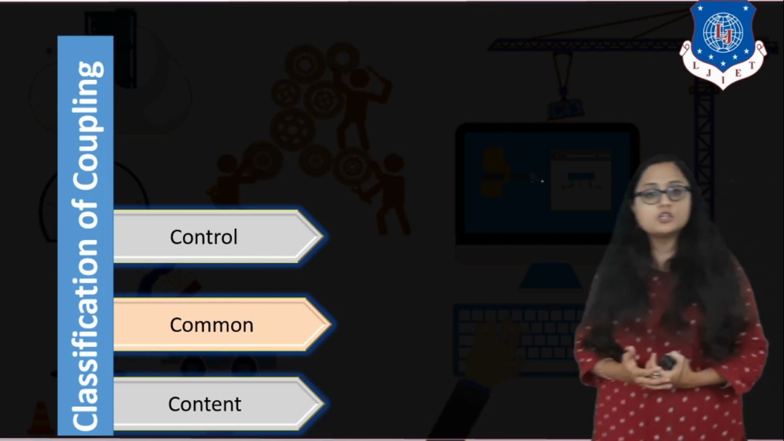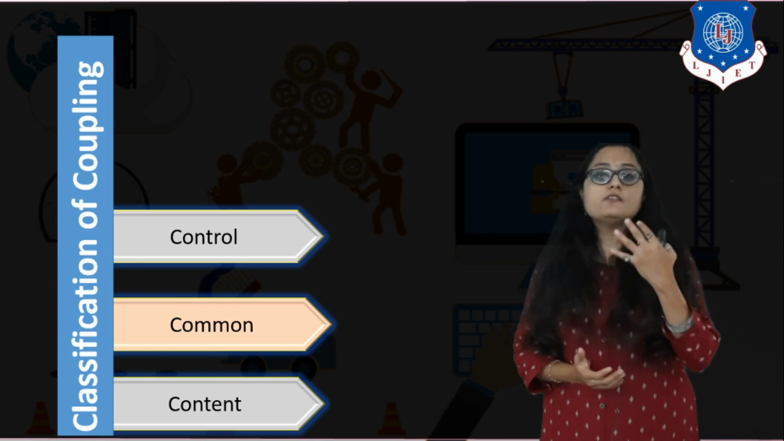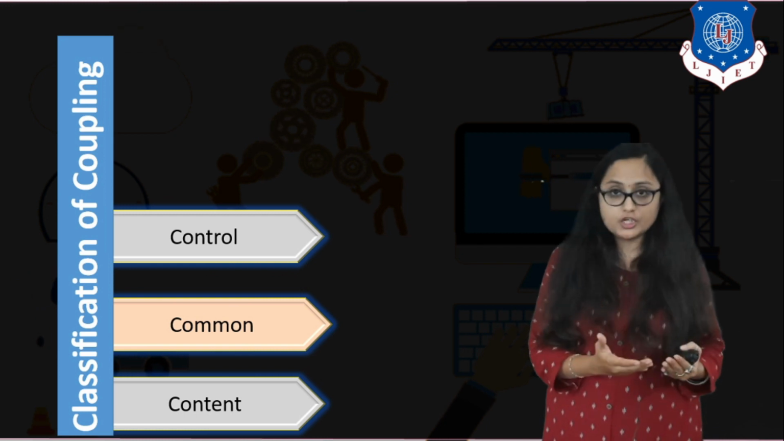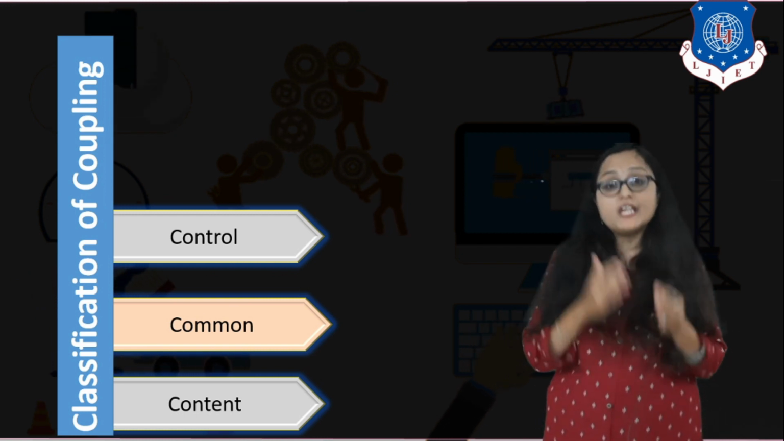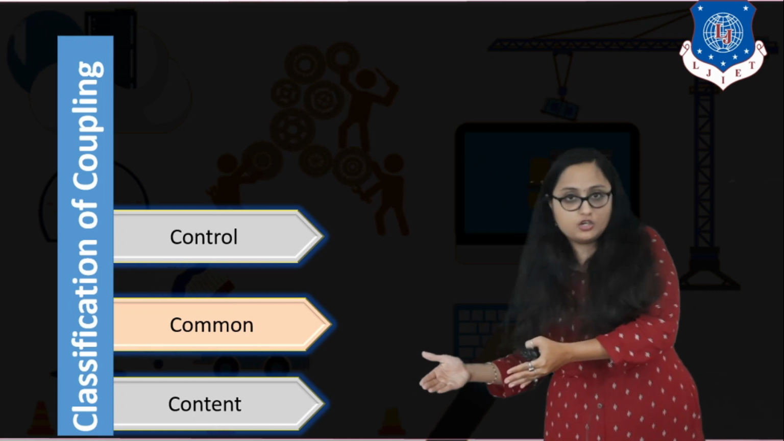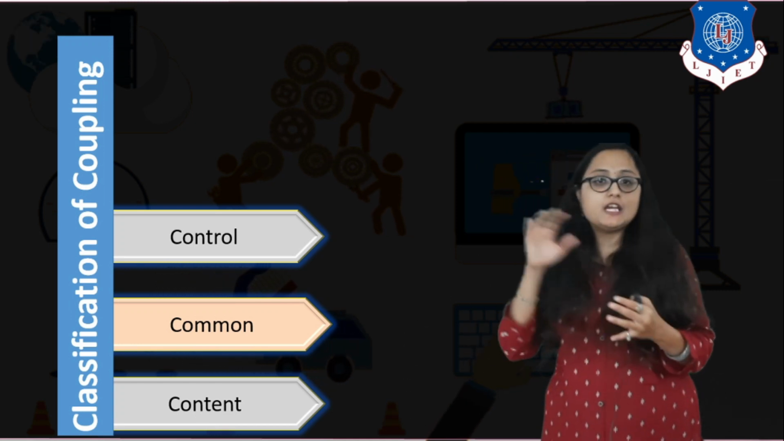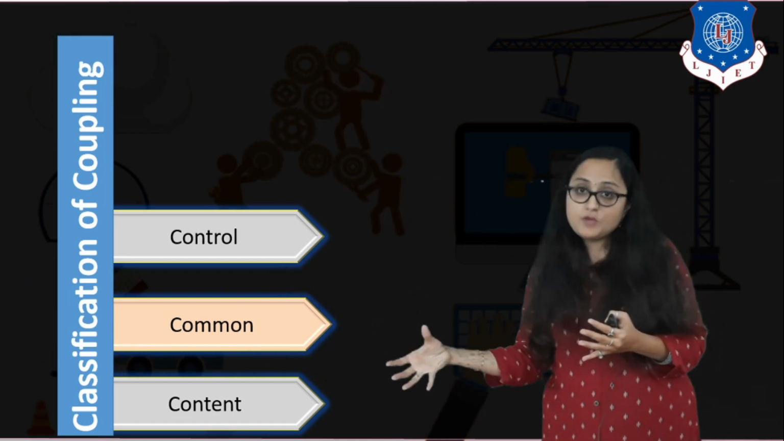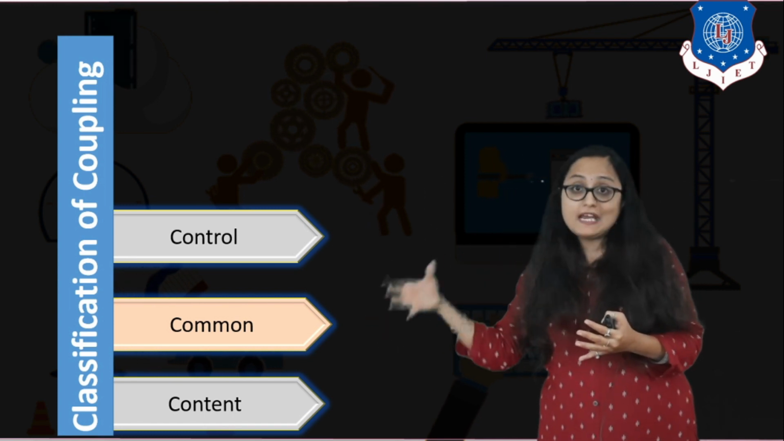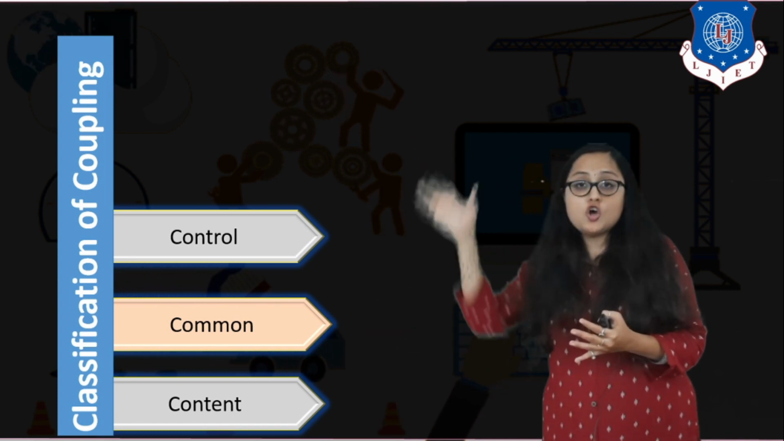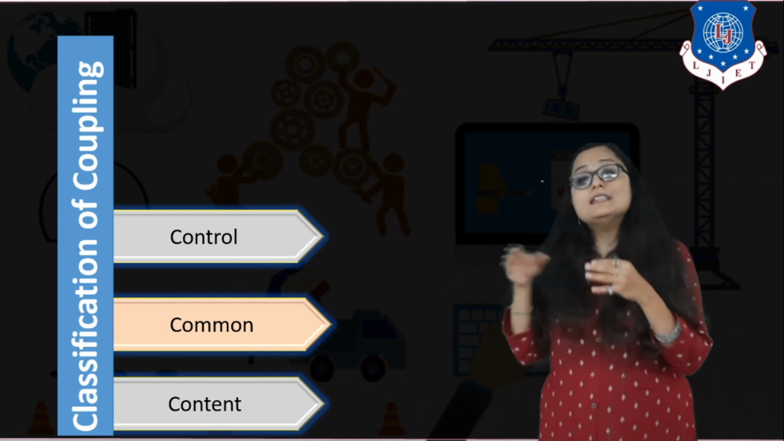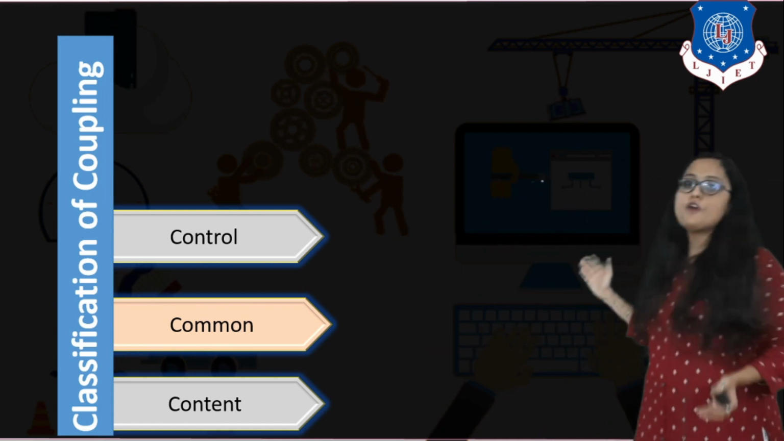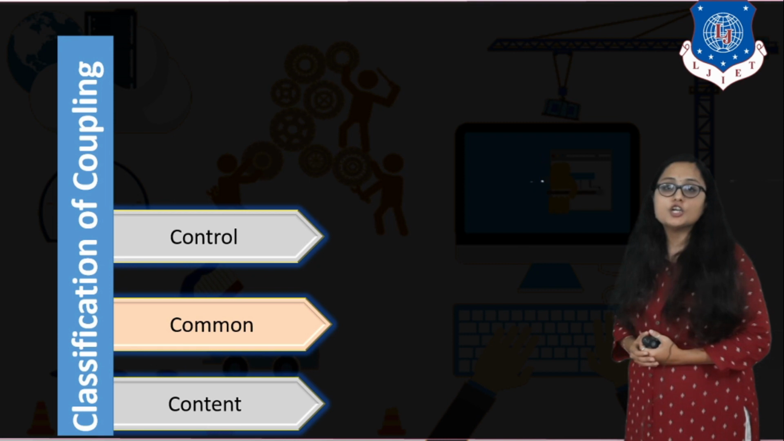The next type of coupling is known as control coupling. Now what do you mean by control coupling? Control coupling means, for example, that you have set a flag in one module or function, and that flag is changing the execution of another function. If there is an if condition, and based on that condition you are changing the process or steps of execution of the other function, then you are changing the control of the second function or module. Such type of coupling or interdependency is known as control coupling.